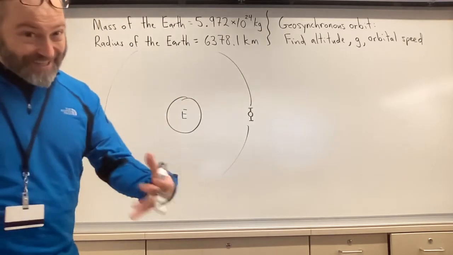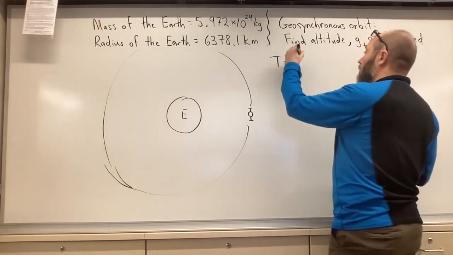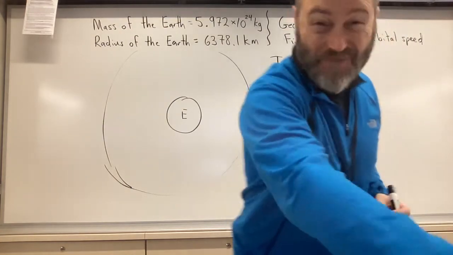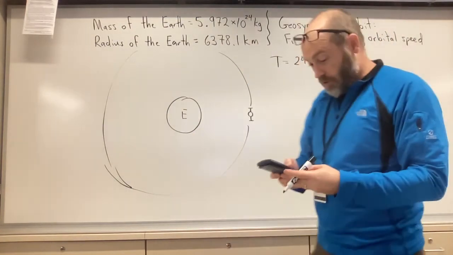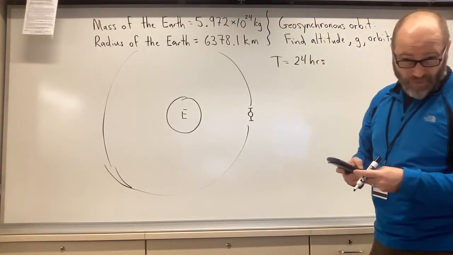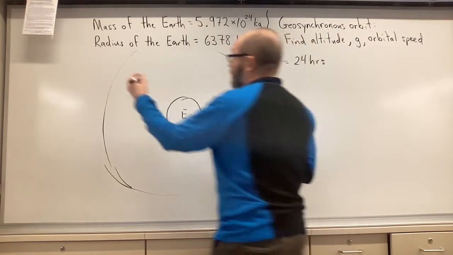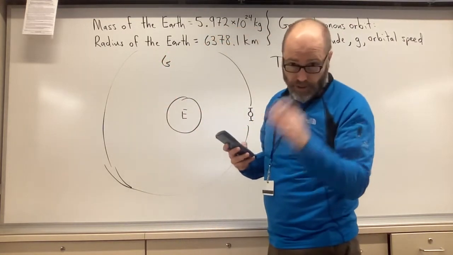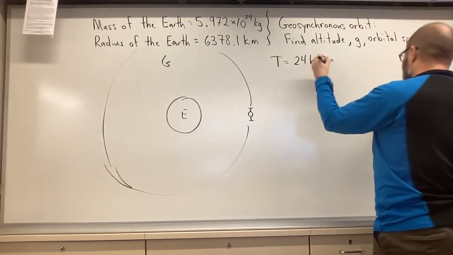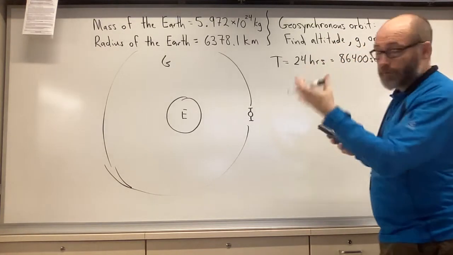If it's geosynchronous, we know that the period is going to be 24 hours. So let's do some math: 24 times 60 times 60, because if we're trying to find orbital speed and using big G, which we will be, big G is in terms of seconds, so we need seconds. We get our orbital period to be 86400 seconds, because that's 24 hours.